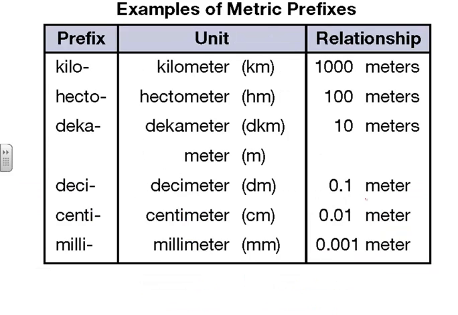Here are some prefixes that they use to go with each of the units of measure. In this case, we're talking about meters. So you have kilometers, hectometers, decameters. Meters is just the base amount. Everything goes in powers of tens from it up or down. Decimeters, centimeters, and millimeters. If you're going up the scale, you're going to be multiplying by a power of 10. If you're going down the scale, you're going to be dividing.